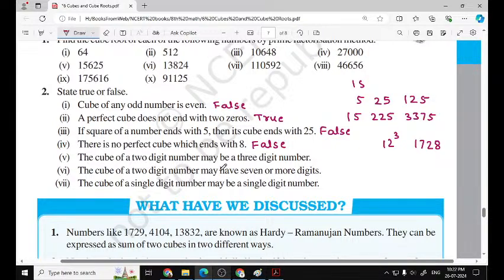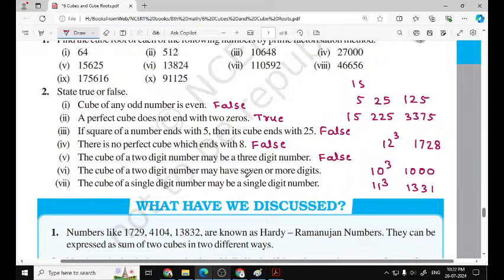The cube of 2-digit number may be a 3-digit number. Let us consider a 2-digit number, 10. Its cube is 1000. It contains 4 digits. 11 cube is 1331. So cube of 2-digit number is a 4-digit number. This statement is false.